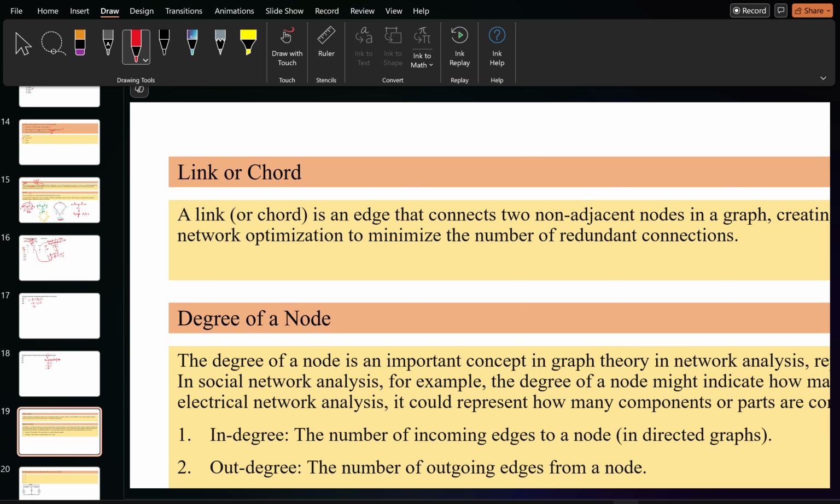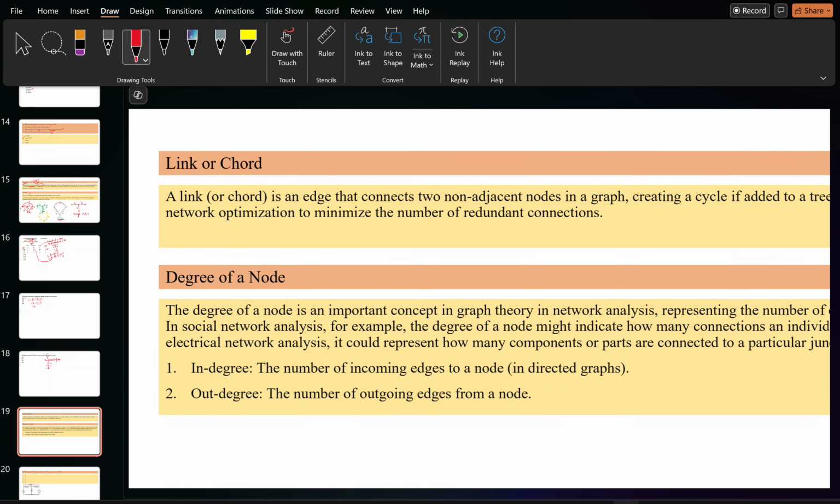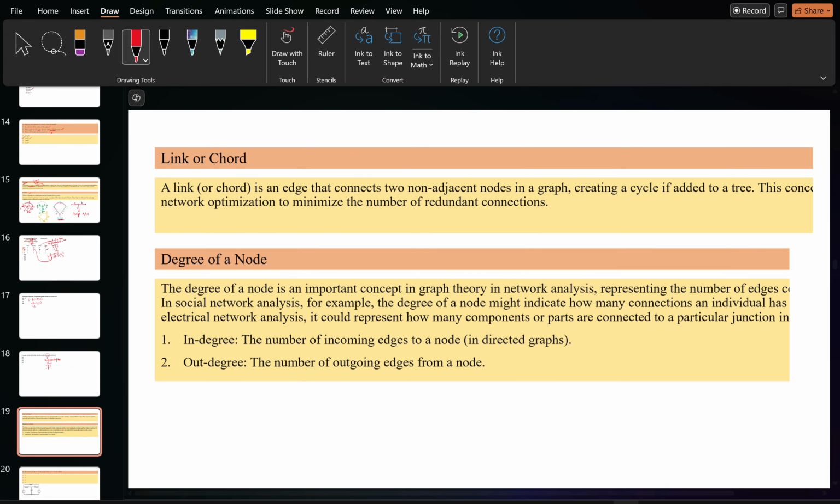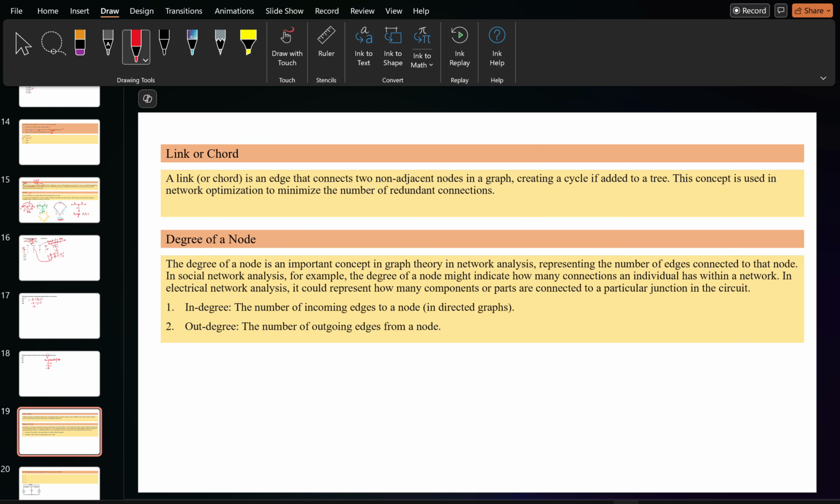Let me jump to the very important part, that is the link or the chord. You have already seen what the link is, which I have already told. The important point is the definition: the edges that connect two non-adjacent nodes in a graph, creating a cycle if added to a tree. This concept is used in network optimization. You don't have to remember this, just remember what the link or chord is. It is actually branches of a co-tree, which will be equal to b minus (n minus 1).